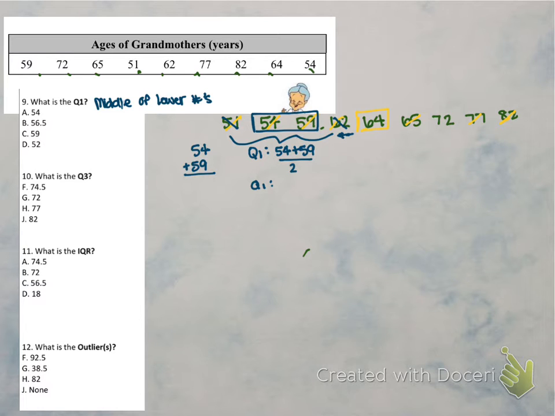Why am I borrowing? 9, 10, 11, 12, 13, and then 5 plus 5 is 10, plus 1 is 11. So we have 113, and then divide by 2. So 113 divided by 2. 2 goes into 10 5 times, with 1 left over. That's 3. 2 goes into 13 5 times. And then we have to add a decimal 0, bring your decimal straight up, and 2 goes into 30 6 times. Okay, so Q1 equals 55.6.